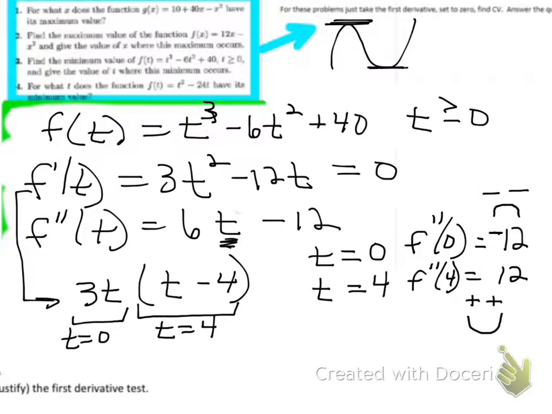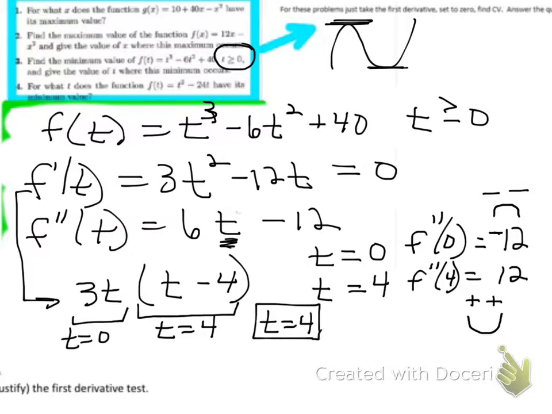So go back to the question: find the minimum value of f of t, and give the value of t where this minimum occurs. It looks like t of 0 and t of 4 are both acceptable answers because they fall within my domain, as indicated by t being greater than or equal to 0. The one that gives me a minimum value is 4 based on my second derivative test. So far my answer is going to be t equals 4.